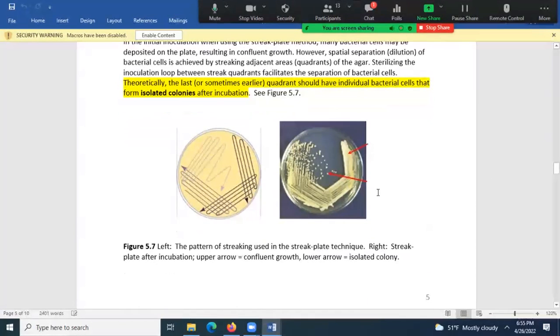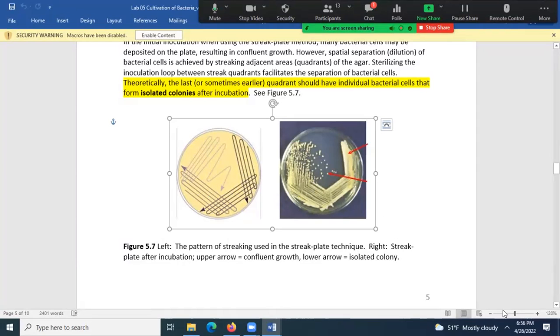So when you're streaking, you streak like this. And then you sterilize the loop and then you do quadrant 2. Then you sterilize the loop and you do quadrant 3, et cetera, for quadrant 4. Theoretically, someplace along the line, you'll be streaking out bacteria in such numbers that there will be very few bacteria put down, in which case you'll get isolated colonies.